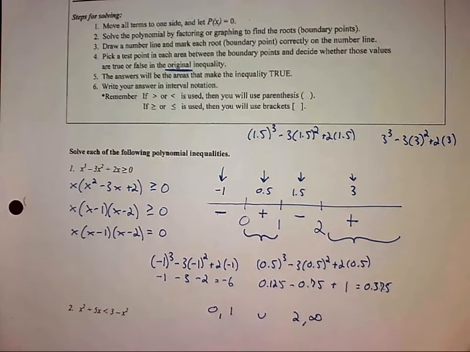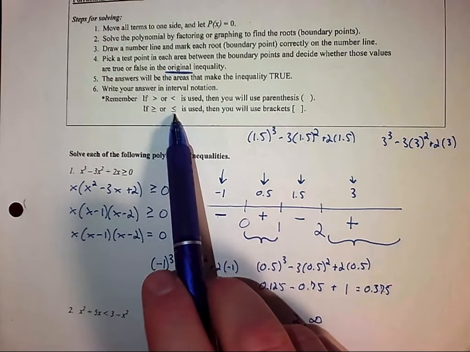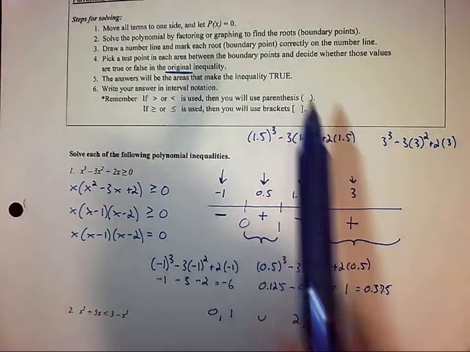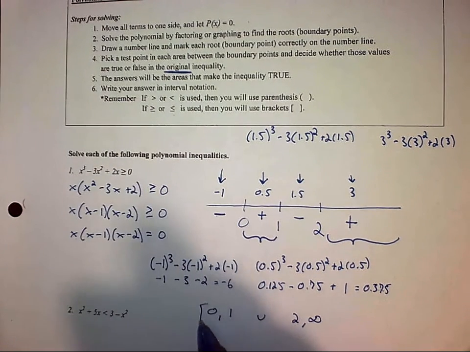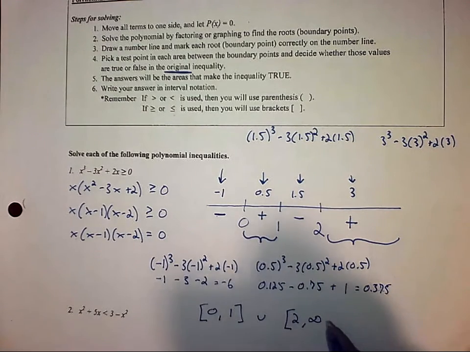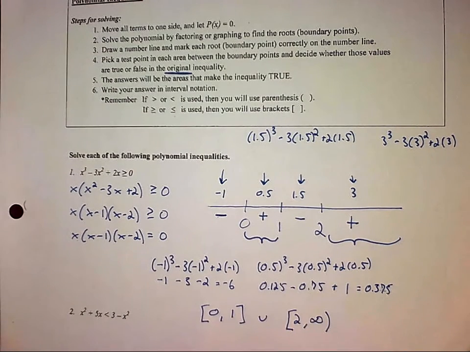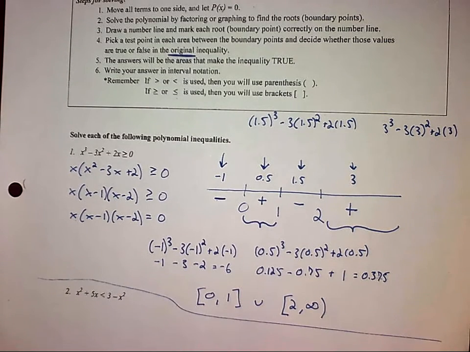Now I left away the brackets and the parentheses for a reason, because up here it says that if it's greater than or equal to or less than or equal to, we're going to use these square brackets. So that's why, since here we have that it's greater than or equal to, we're going to use square brackets for these. But remember, the infinities always get the round parentheses. All right. So we're going to do exactly what we just did for the first one.